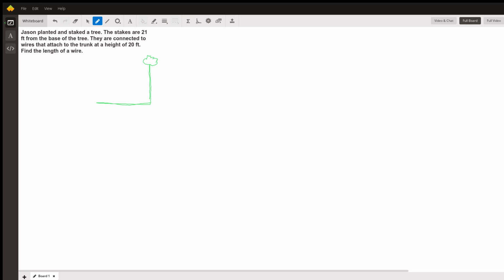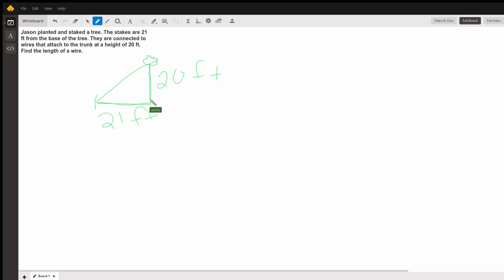So you see I have a bad representation of a tree set up, but there's a tree, and then there's the stake, right? And they want us to find the wire, right? So we know that this is 20 feet, and we know that this is 21 feet.